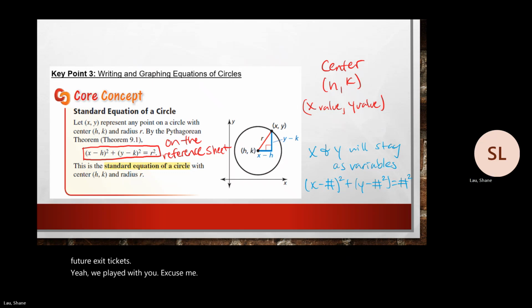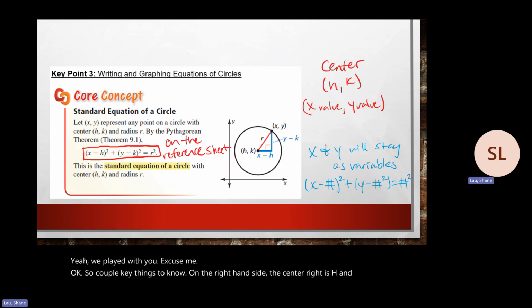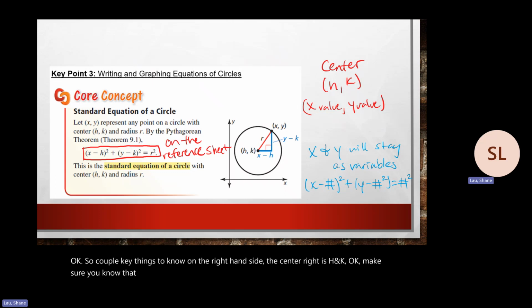So, couple key things to know. On the right hand side, the center is H and K. Make sure you know that. The center is H and K, where H is the X value and K is the Y value.